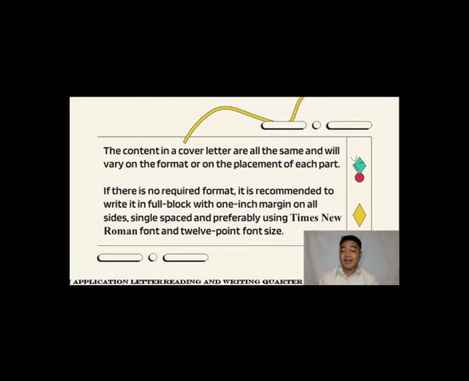Remember, again, if there is no required format, it should be written in full block with 1-inch margin on all sides, single-spaced, and preferably using Times New Roman font and 12-point font size.